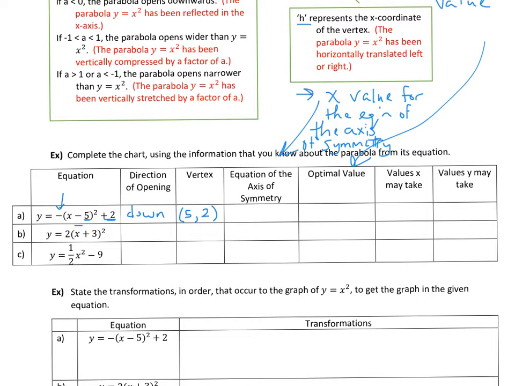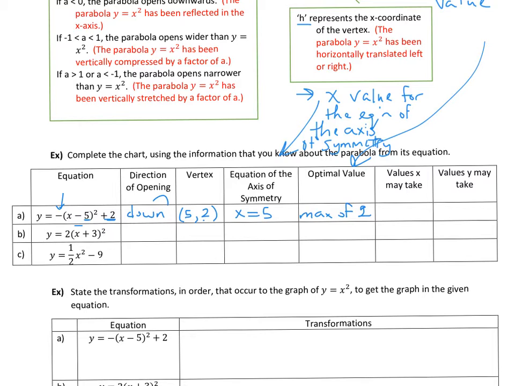Your axis of symmetry will be x equals 5. Your optimal value, because it's opening down, is going to give us a maximum. So you should have a max of, and it's going to reach a high value of y at 2. So it's the y-coordinate of the vertex that we're looking at.